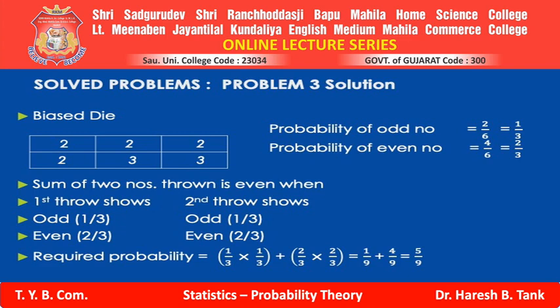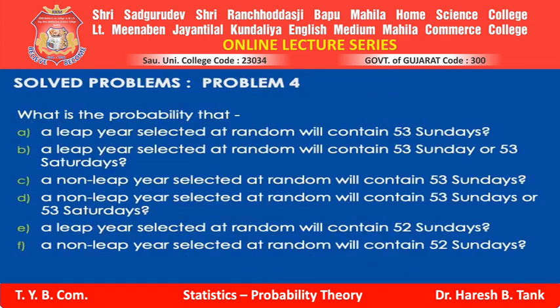Since this connector is OR, that is to be summed up. Required probability is 1 upon 3 multiplied by 1 upon 3 plus 2 by 3 multiplied by 2 by 3. Further simplifying it, it comes to 1 upon 9 plus 4 upon 9, and it comes to 5 by 9, which becomes the required and ultimate probability. Right? The next example.